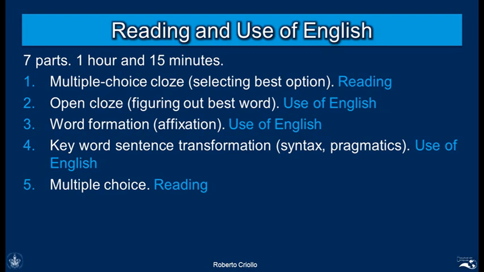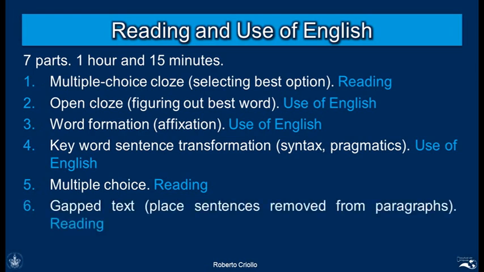Part number 5 is a reading multiple choice task. Basic thing that you already know. There is a text, there are some questions with multiple choice for you to select the correct answer. Part number 6 is a gap text. That means that you have a longer text, but in this case some sentences have been removed from different paragraphs, and what you have to do is to find what sentence belongs to what paragraph. This part assesses reading comprehension.